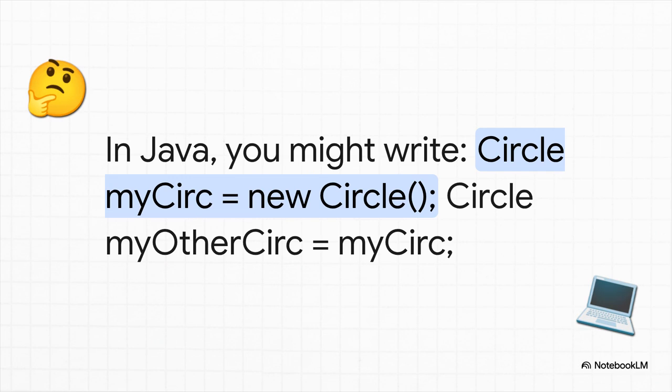Okay, check this out. This is a super common bit of Java code. We make a new circle object, and we assign it to myCirc. Then we make another variable, myOtherCirc, and just set it equal to the first one. Simple, right? But what did we actually just create in the computer's memory?